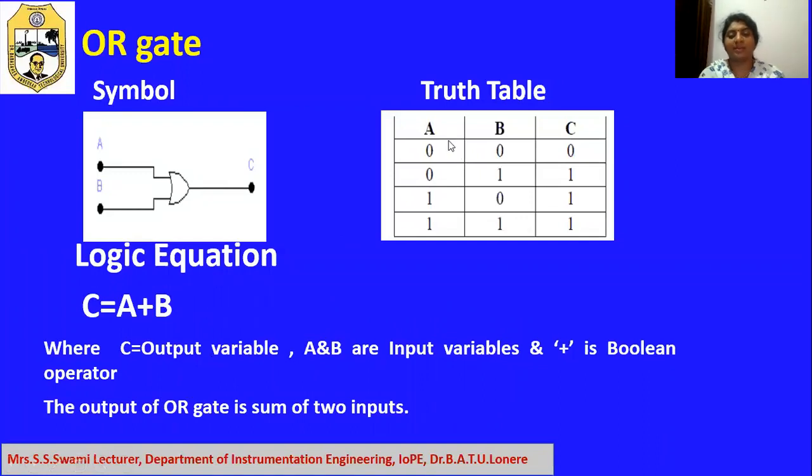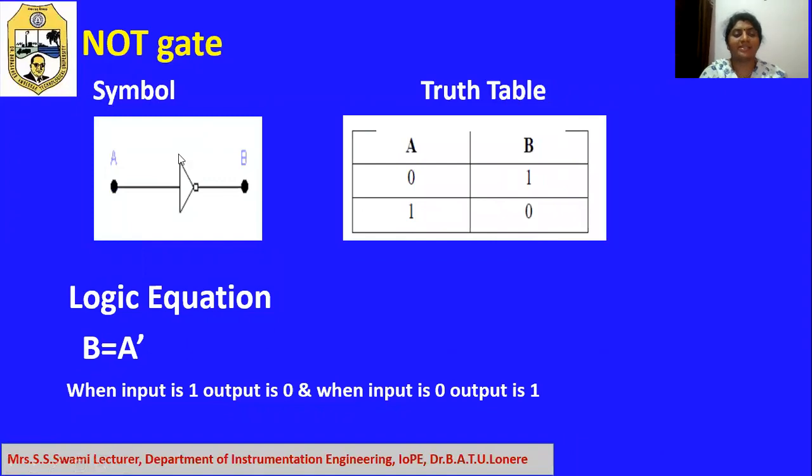So in the truth table, when A is equal to 0, B is equal to 0, output is 0. When A is equal to 0, B is equal to 1, output is 1. When A is equal to 1, B is equal to 0, output is 1. When A is equal to 1, B is equal to 1, output is 1. In short, we say that when both the inputs are 0, output is 0. When any one of the input is 1, output is 1. The output of OR gate is sum of two inputs.